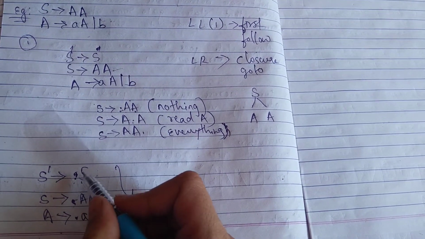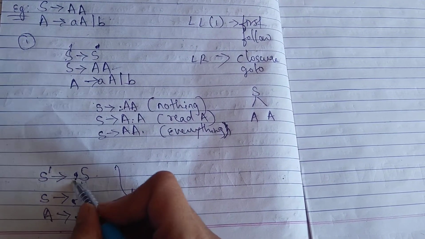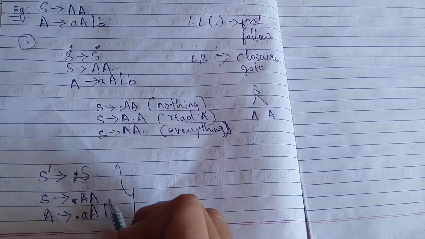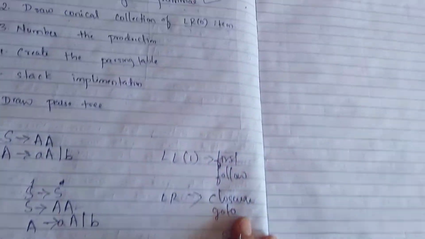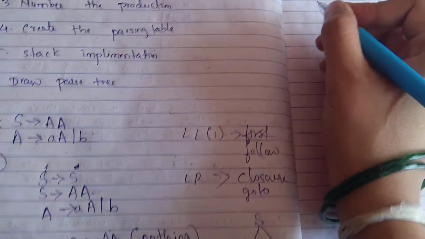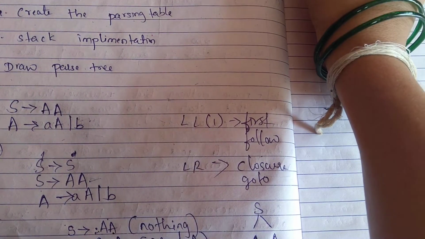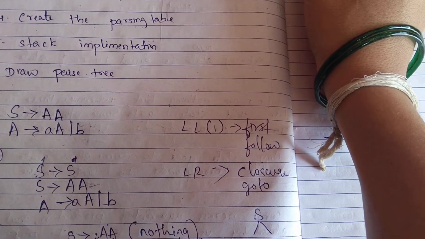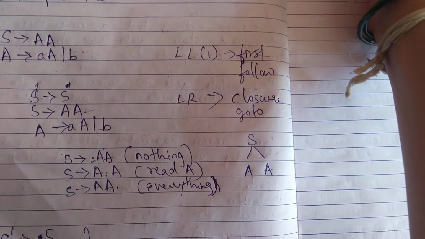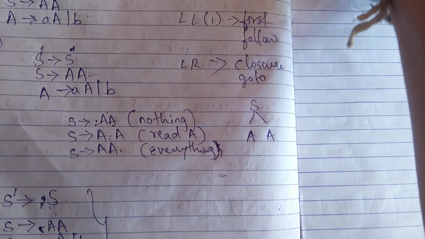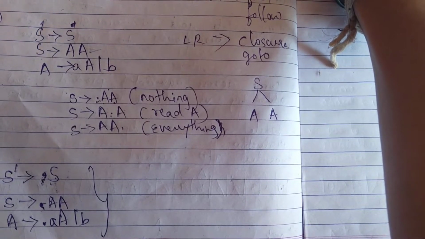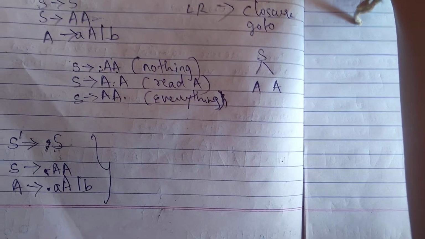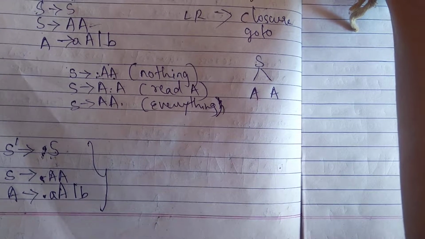Closure is nothing but: if the variable is given with a dot symbol at its left, all the productions of that particular variable will start with dot. Now the same thing if I consider here. I will write S' tends to dot S, S tends to dot AA, then A tends to dot aA or dot b.